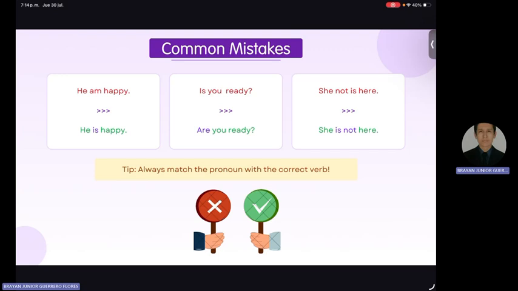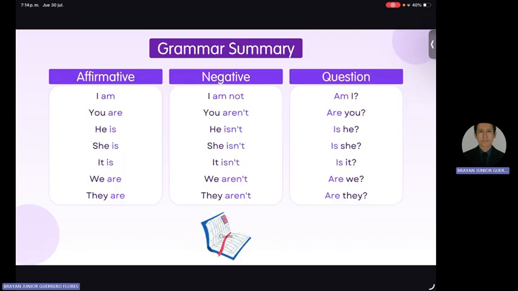Okay? Very good. Excellent. Now, remember, always match the pronoun with the correct verb. If you have to use he, you have to use is. If you have to use we, you have to use are. If you have to use I, you have to use am.